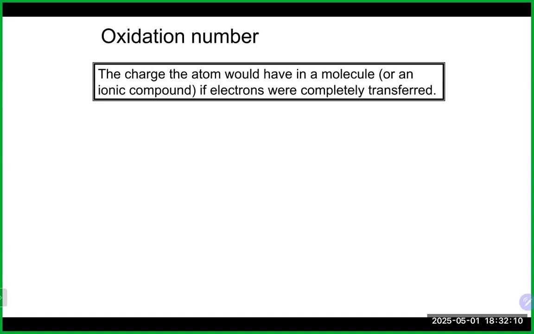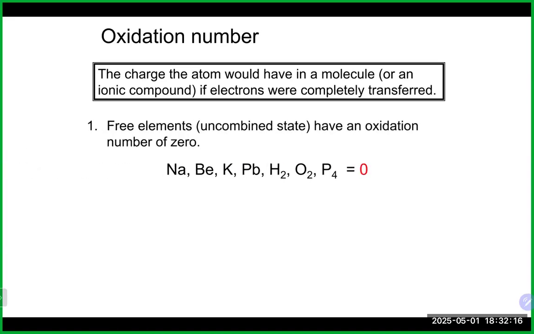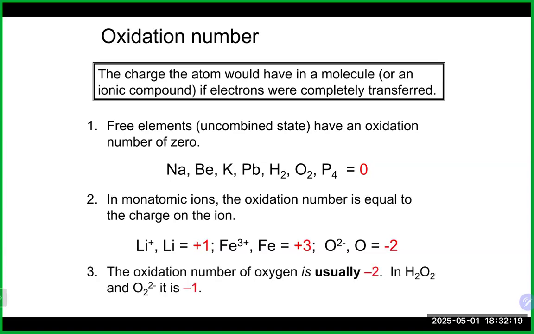All right, now that we have the idea about oxidation and reduction, let's talk about the proper way, just to make sure everybody's on the same page, that we assign oxidation numbers, which are sometimes referred to as oxidation states. Oxidation numbers and oxidation states are kind of the same thing. They are essentially the charge the atom would have if all the electrons were transferred. Sometimes people are confused about oxidation state and charges, and they can be different.